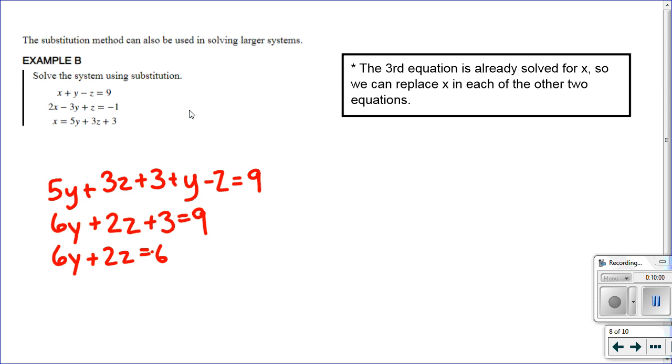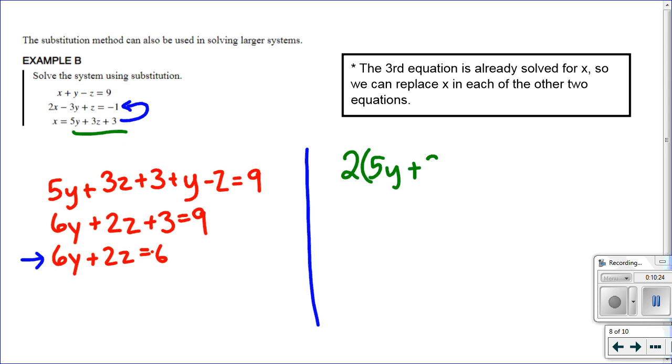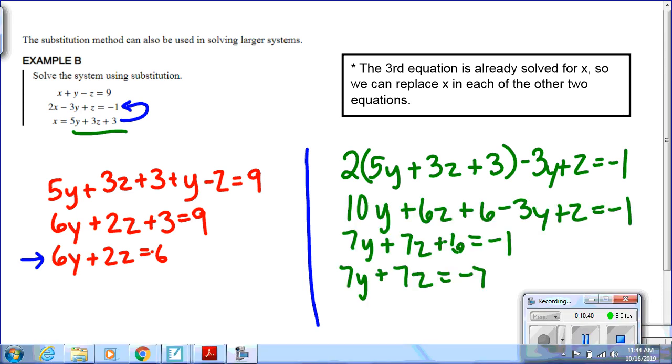But you might have noticed what we didn't do was substitute x into the second equation. So let's do that, because that's going to give us our two equations that both have y and z. So I'm going to go for my next one, 2 times x, and again, x is 5y plus 3z plus 3, and then I have minus 3y plus z equals negative 1. Again, I want you to go ahead and pause and simplify that as much as you can. All right, again, compare your simplified version of this with mine. I have 7y plus 7z equals negative 7.